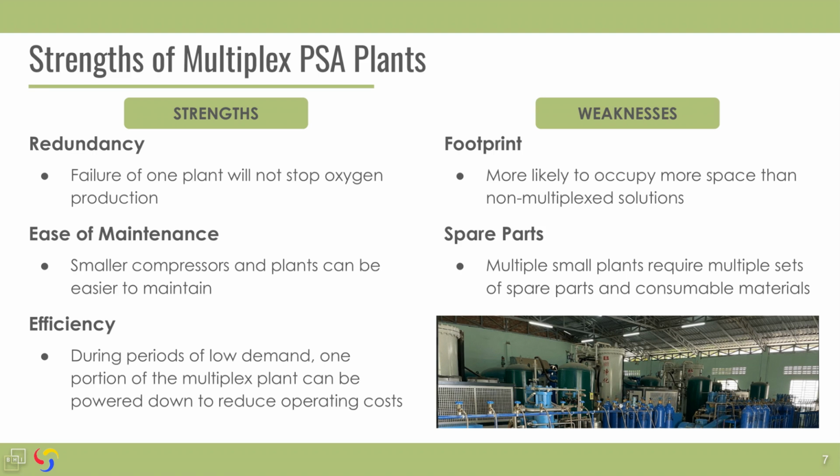Footprint. With more production lines to accomplish the same oxygen production as a simplex plant, a multiplex plant will often require more space than a simplex plant with the same production capabilities. Spare parts. A multiplex plant will also have more spare parts to purchase and store.